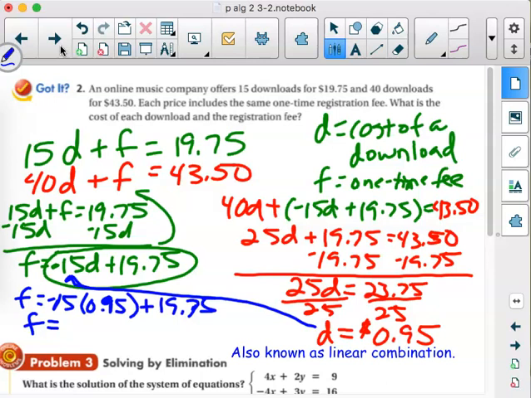Did you get it, Evan? What's the fee? $5.50.